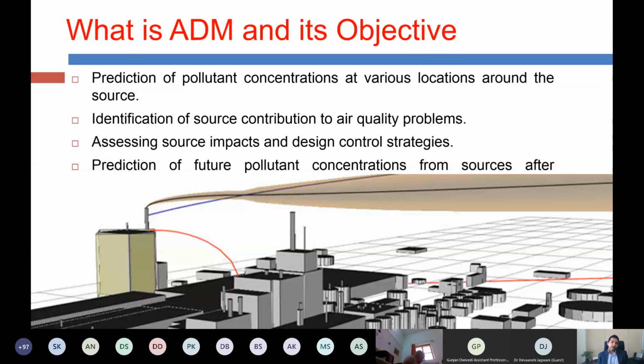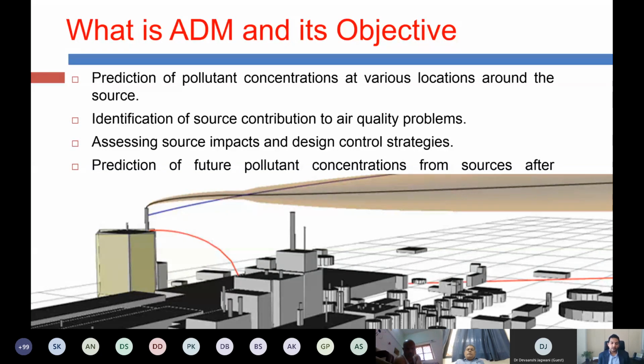Basically, air dispersion modeling is an exercise in which we can predict different pollutant concentrations at various locations of interest around the project site. We can also identify the most polluting source. In an industrial area where there are hundreds of sources, there may be one particular source contributing the most. Through such models we are able to identify such sources and then take steps to control those emissions. We can also assess the source impact and frame design control strategies.